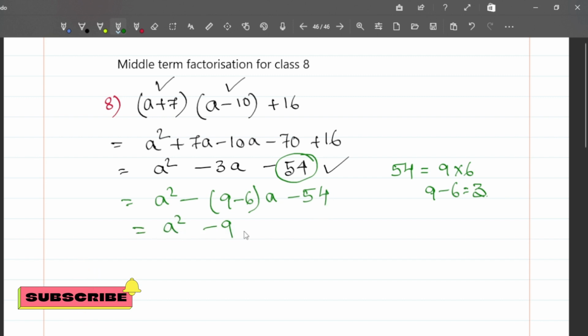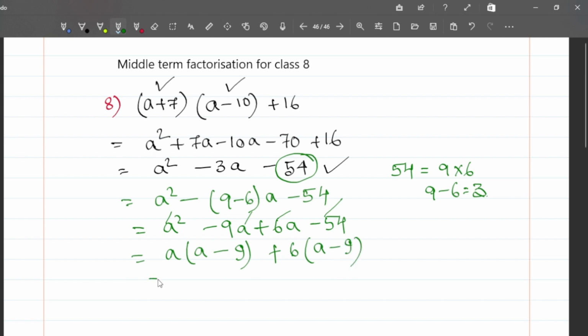Do multiplication here very carefully. Now take common a from the first and second term and take common 6 from the third and fourth term. Here again a minus 9 and a minus 9 is a common term. So a plus 6 is the other term. That is your answer.